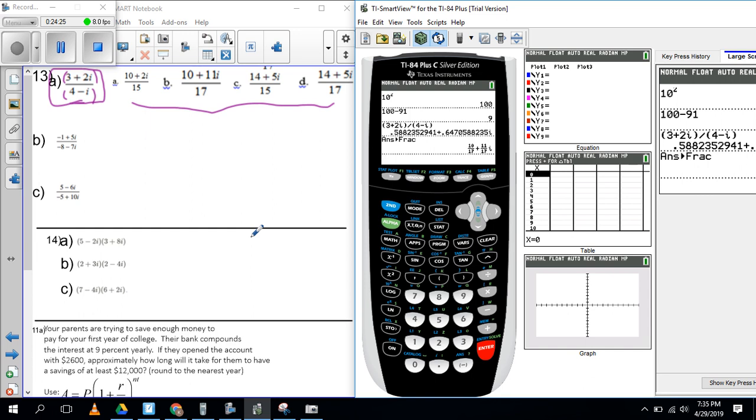So all we got to do is look at what numbers they have on top. They got 10 plus 11i. So 10 plus 11i, and then what's on bottom? 17. So our answer is B.